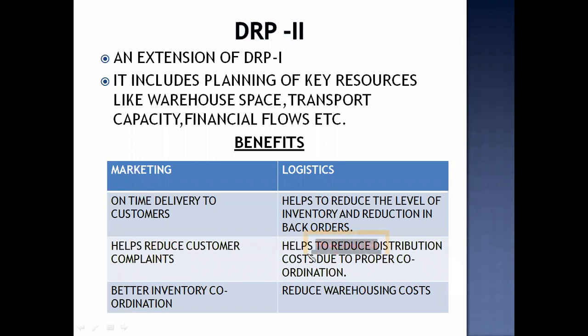Now what are the benefits? There are two benefits of DRP. DRP means distribution requirement planning, where we focus on the distribution part. It provides on-time delivery to the customers. It helps to reduce customer complaints, better inventory coordination. Some logistics benefits are that it helps to reduce the inventory level and even back orders. It helps to reduce distribution cost, helps to reduce warehousing cost, etc. because everything would be properly planned.